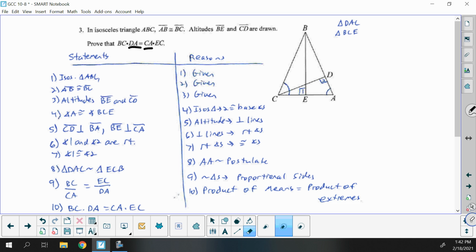Then you can do your altitude implies perpendicular lines implies right angles, and right angles implies congruent angles. And make sure you're getting those ones that are actually in the triangles, because there were ones also that would have been right angles here and here that we didn't necessarily need. Then to finish it off with our three common steps, angle, angle, similarity, postulate.